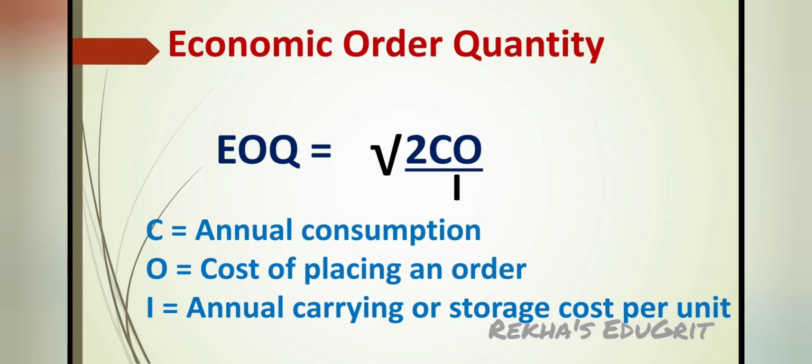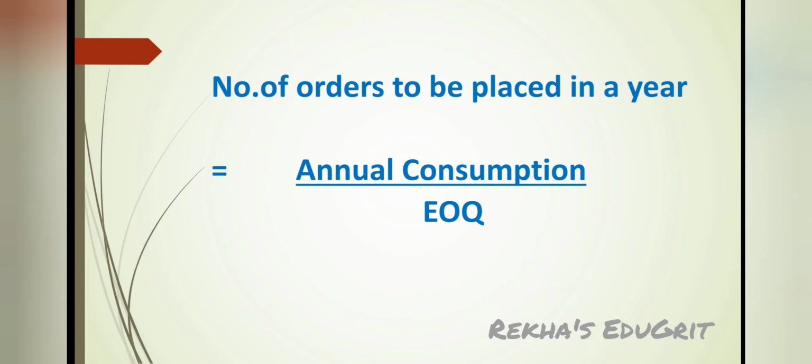Suppose in the question the number of orders to be placed in a year is asked, then you have to calculate this by dividing the annual requirement of material by the economic order quantity. We will get the number of orders to be placed in a year. So the formula is very easy to remember. Next we can see how to calculate this economic order quantity.